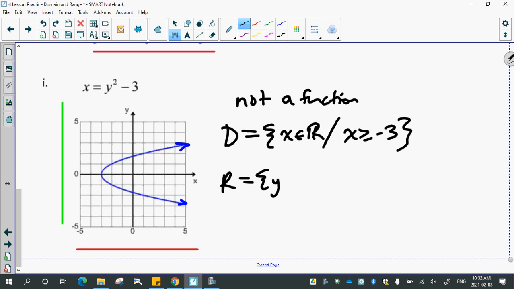Range. Anyone think they've got the range? Yeah. Any real number. So these are going to spread out all the way from negative infinity to positive infinity. Okay?